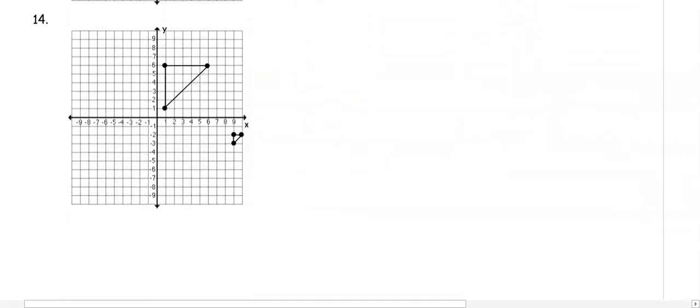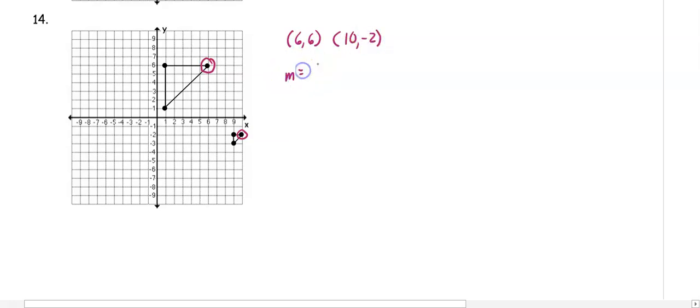So in number 14, we have 2 points, and we can tell right away, if I start to draw dotted lines, they're not going to intersect at 0, 0, because the line is moving away from 0, 0. So we're going to start the problem the same way. We're going to pick 2 points, one from each triangle. So I'm going to pick this point and this point. So those coordinates are going to be 6, 6, and 10, negative 2.